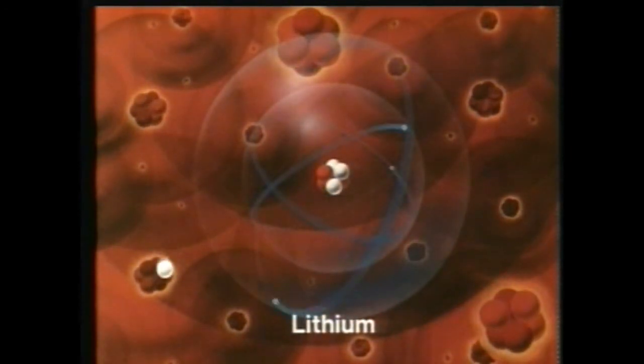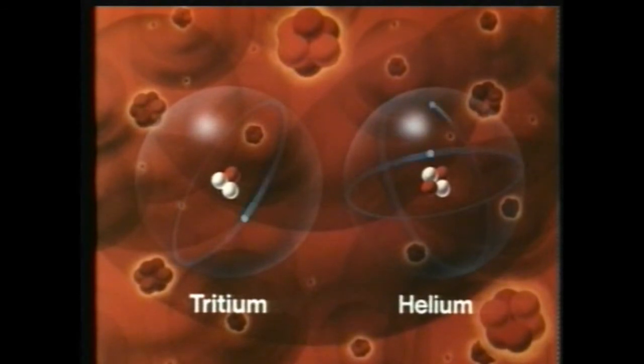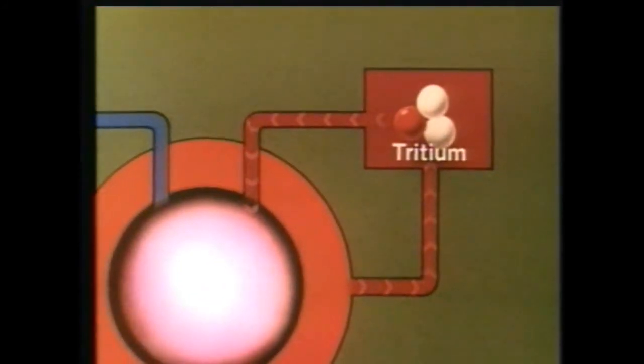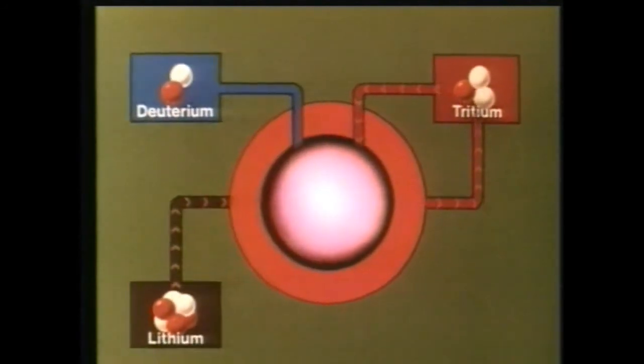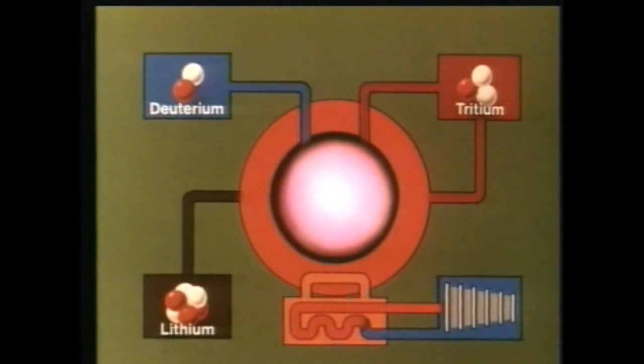The slowed down neutrons react with lithium to produce tritium and helium. The tritium can then be used to fuel the reaction. The fuels for fusion will be deuterium and lithium. In slowing down the neutrons, the lithium becomes hot and will boil water to produce steam for power generation.